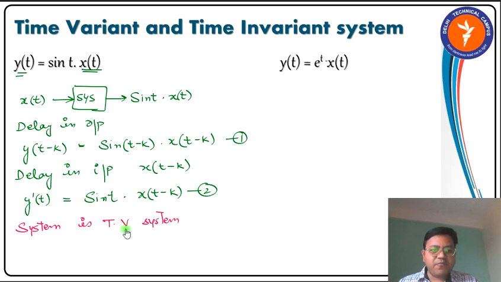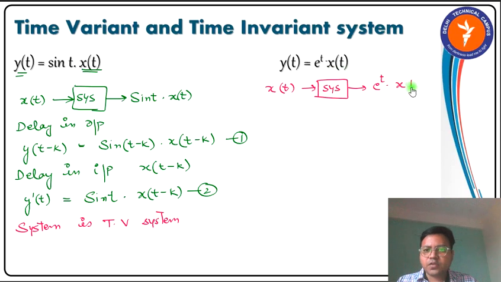The system is a time variant system. Let us solve this numerical now. We have y(t) equal to e raised to power t times x(t). Let us solve it in the same way. That is, I will input the signal x(t) into the system, and in the output I will get e raised to power t into x(t).